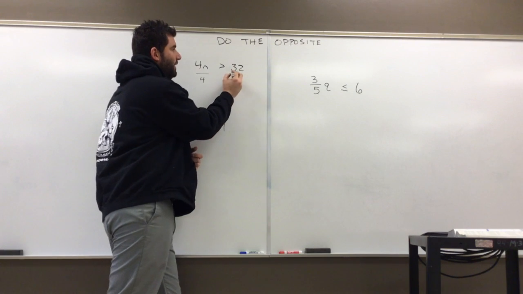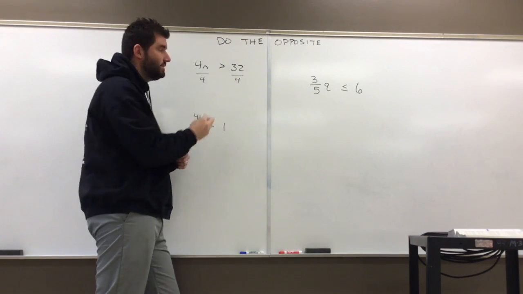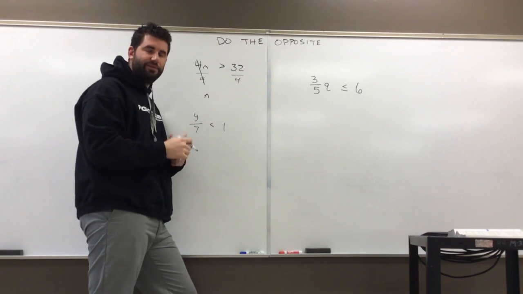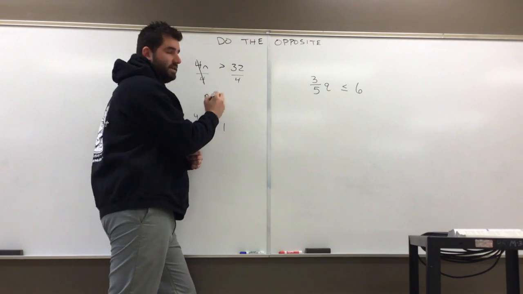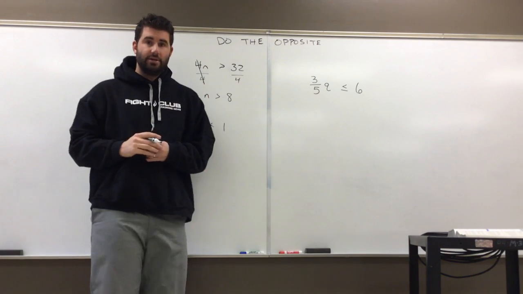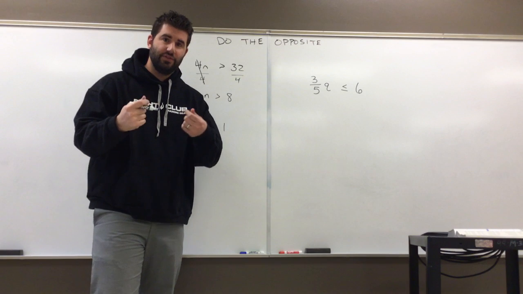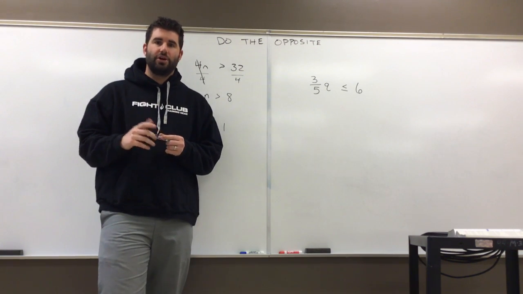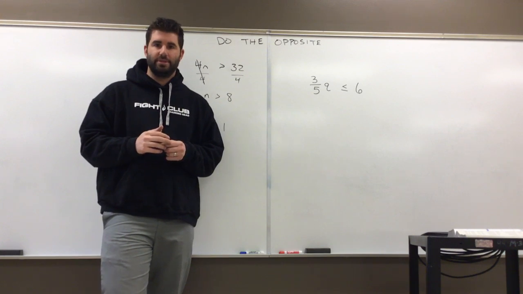If I divide by 4, I can do that on both sides. Boom. N's all by itself. That's our goal. There's our symbol. And 32 divided by 4 is 8. So we have successfully solved this equation, or excuse me, inequality using our inverse operations by doing the opposite.